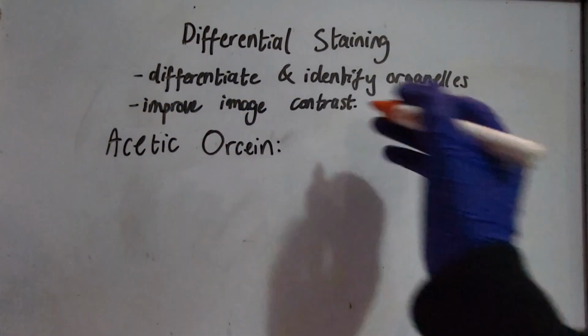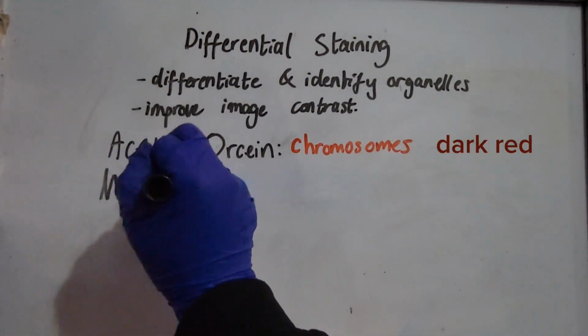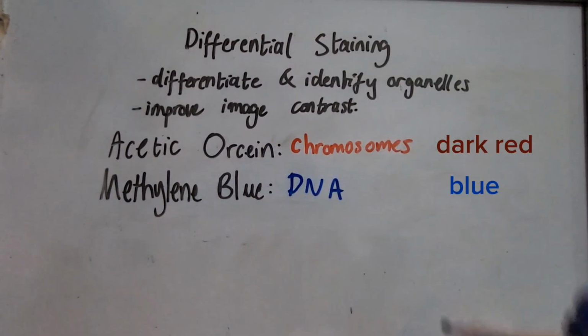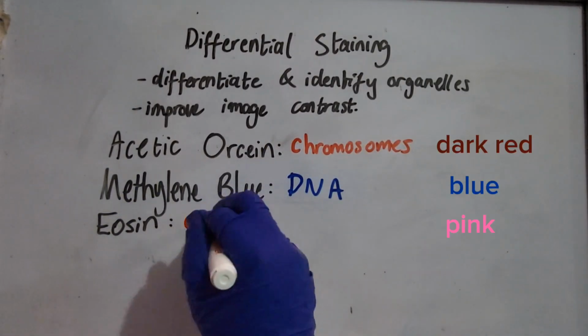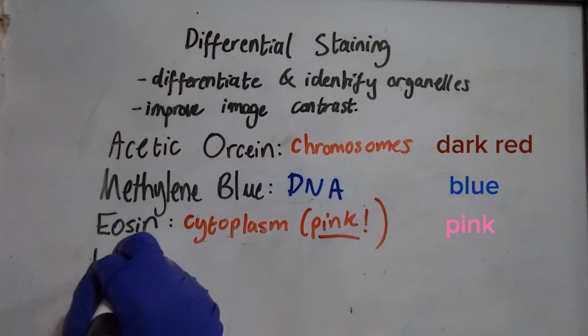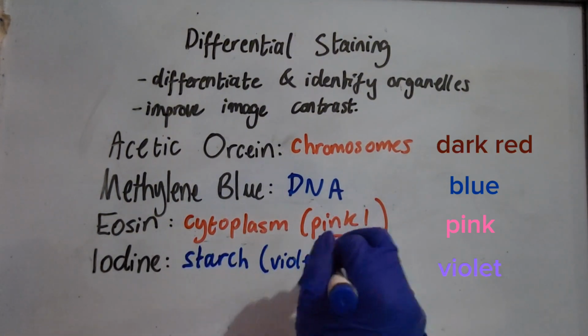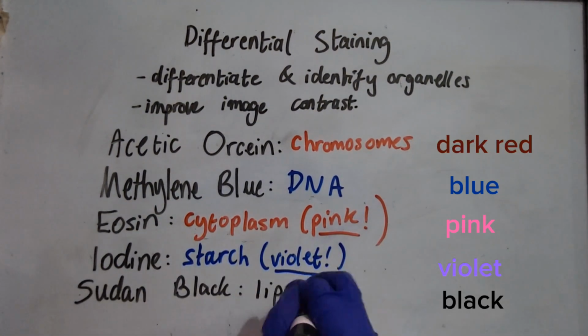Acetic orcein makes chromosomes appear dark red. Methylene blue makes DNA appear blue. Eosin makes cytoplasm appear pink. Iodine makes starch appear violet or blue. Sudan black makes lipids appear black.